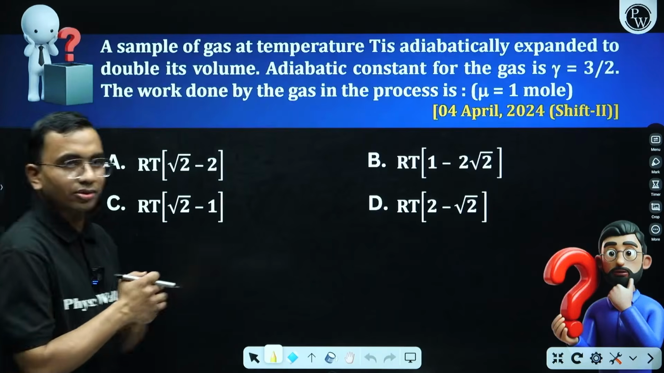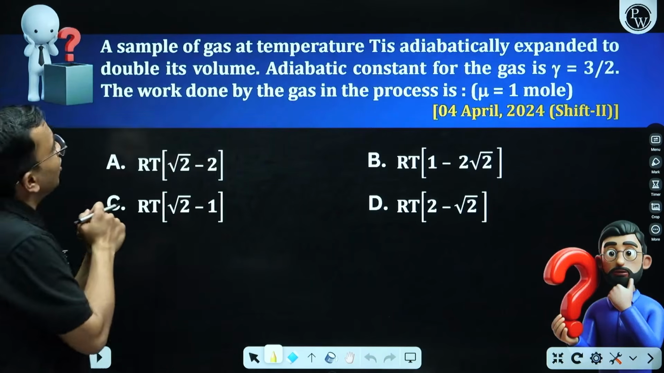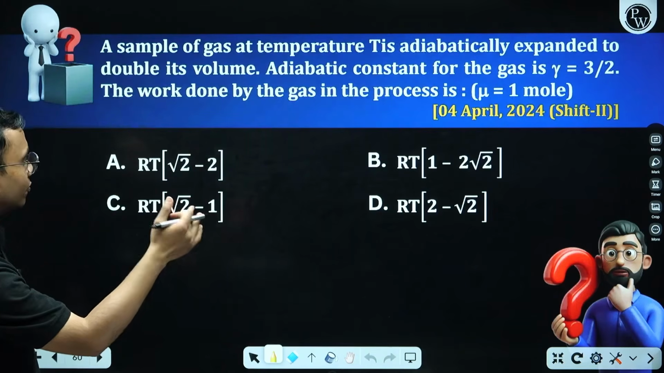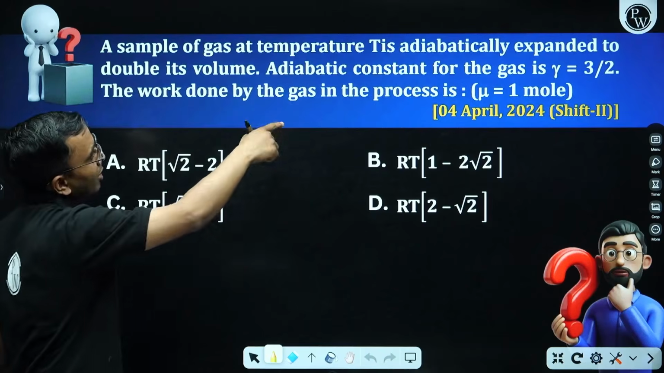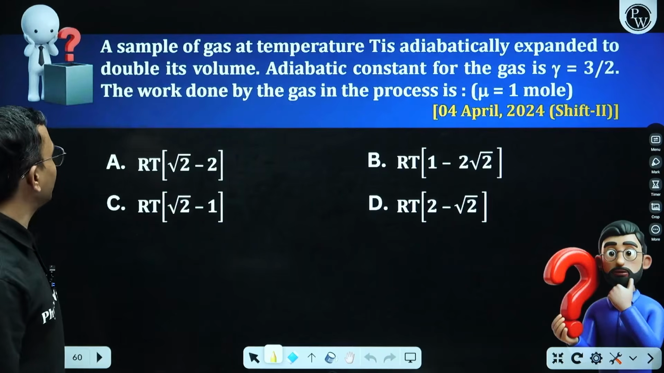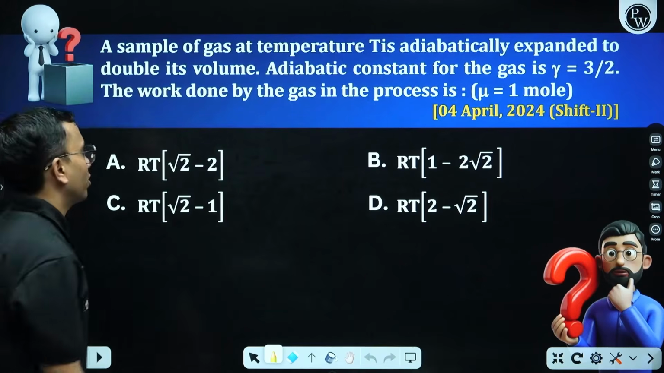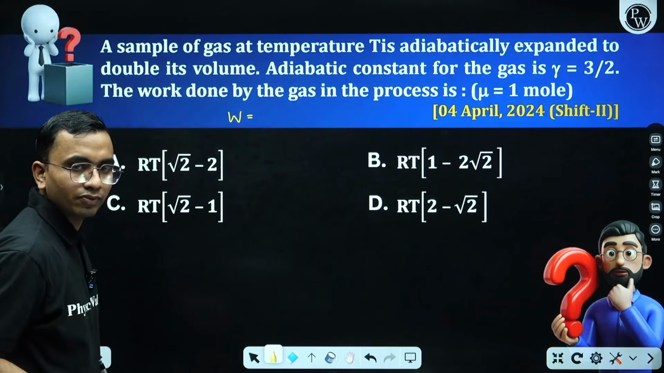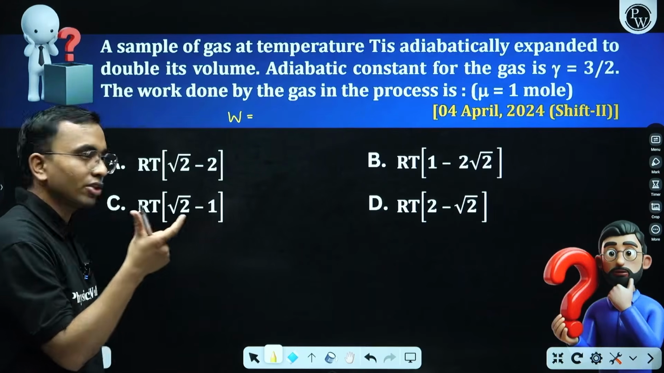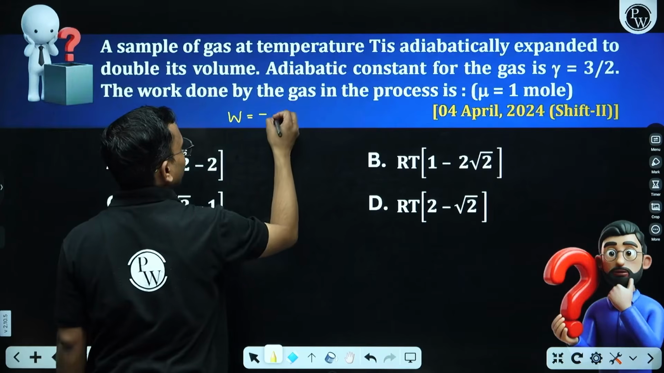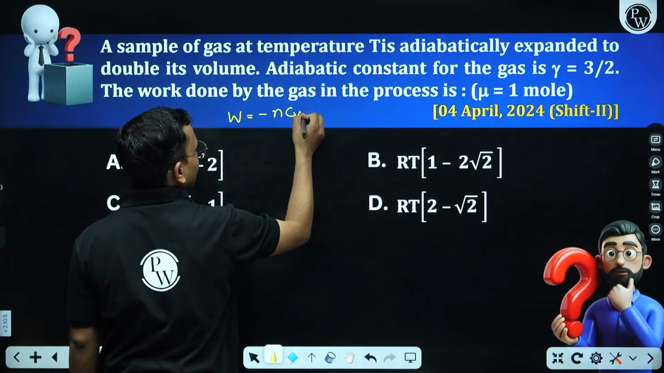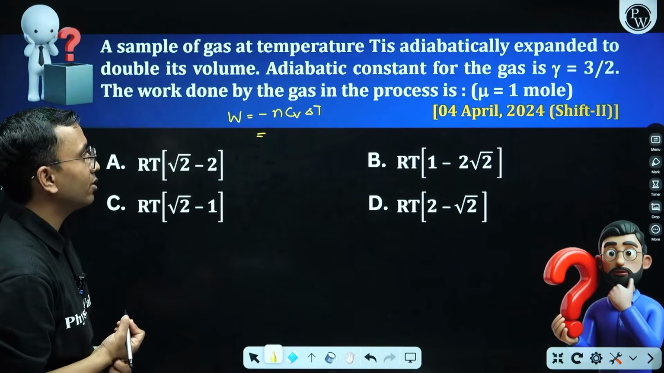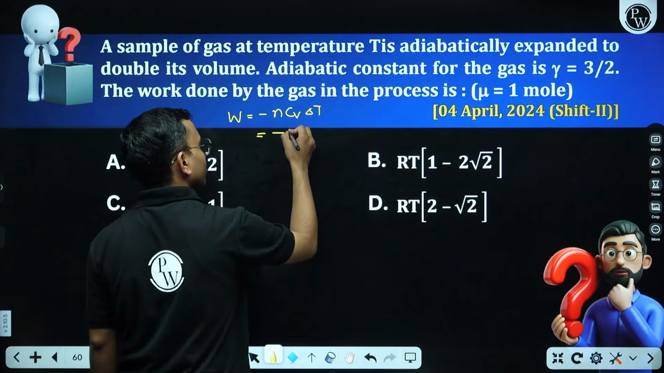Another question. Let us read it. A sample of gas at temperature T is adiabatically expanded to double its volume. The adiabatic constant for the gas is 3/2. The work done by the gas in the process is... it is an adiabatic process. How to write work done? Work done is minus of delta U, so minus n Cv delta T. Gamma is given as 3/2. Cv is R upon gamma minus 1.